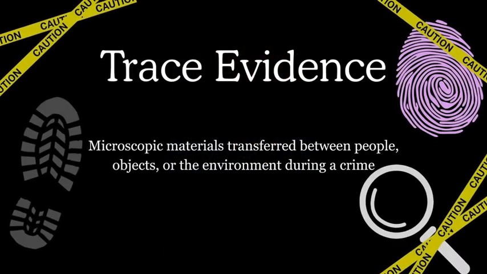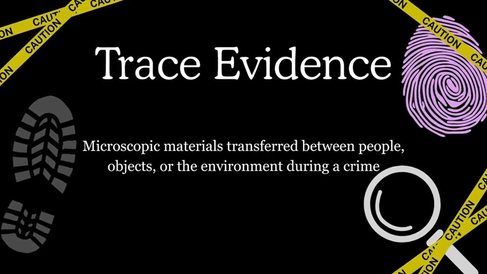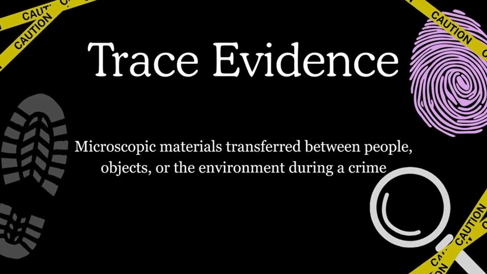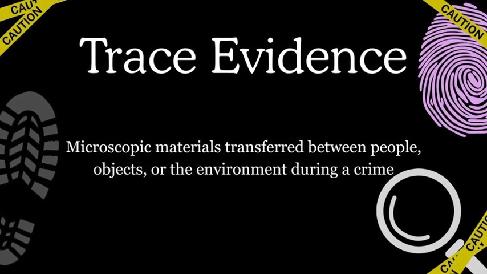Did you know that the tiniest clues at a crime scene can be the most important? In fact, there is a name given to this type of evidence: trace evidence. Trace evidence refers to microscopic materials transferred between people, objects, or the environment during a crime. This practice of using this evidence to link a suspect to a crime is based off Locard's exchange principle.